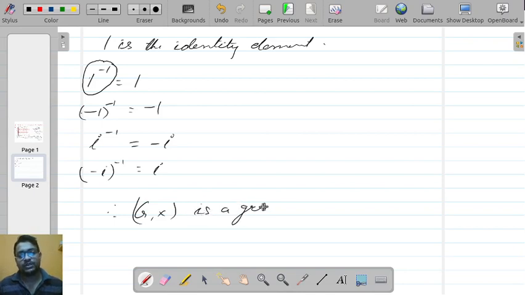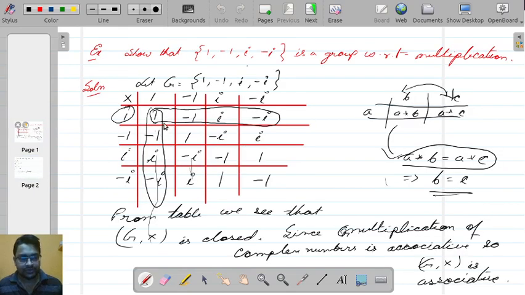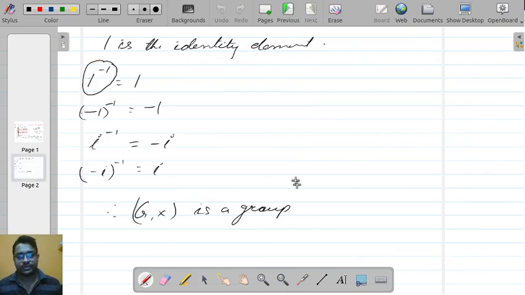And from the table you can also see that it's a symmetric matrix. The composition table is in the form of a matrix, right? If it is a symmetric matrix, then the operation is commutative. See here, 1 and i are the same as i and 1. This i and this i are the same. This minus i is the same. So if it is a symmetric matrix, then it's commutative.